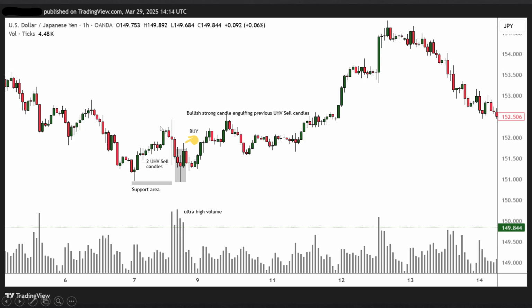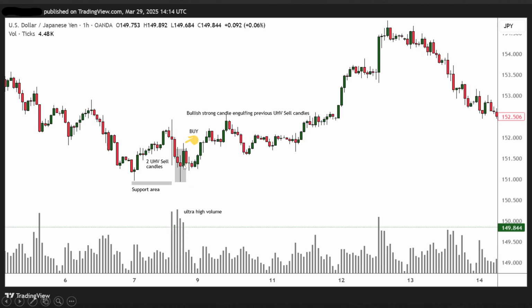Now here there is a USD JPY chart, one hourly chart. Market is coming down, there is a support, then the market starts going up, then the market came down again to test this support, and there are three sell candles with an ultra high volume, a clear ultra high volume. This is a 1H chart, and in the 1H chart we compare it with the previous 10 to 15 volumes. That is an ultra high volume with no question at all.